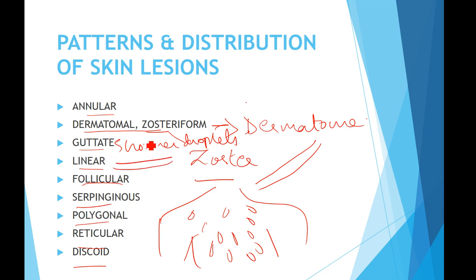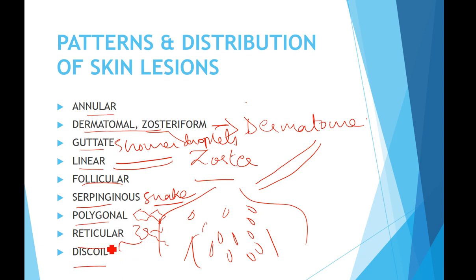Then we have the linear. It grows in a linear fashion. Then we have the follicular, which means it's around the follicles, the hair follicles. Then we have the serpentinous. It's snake-like, right? I will show the pictures later on. Then polygonal. Then reticular. Reticular means in the form of a network like this. Polygonal means different shapes like this. And then we have discoid.